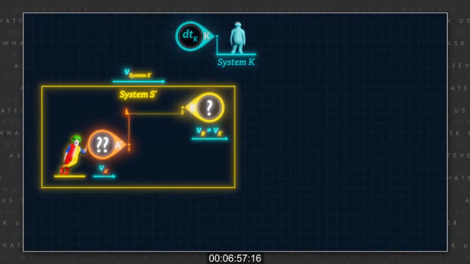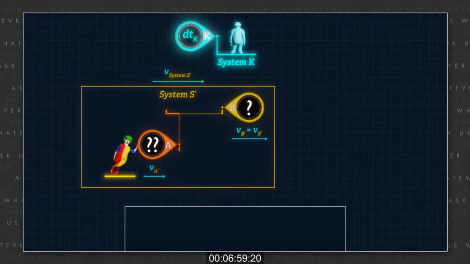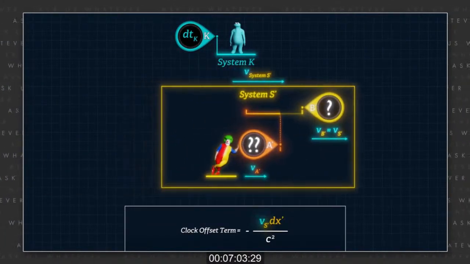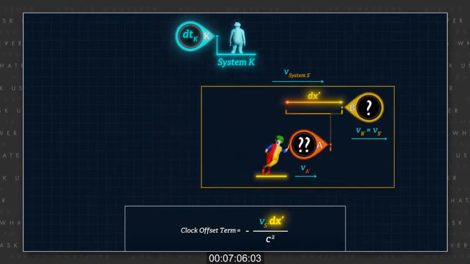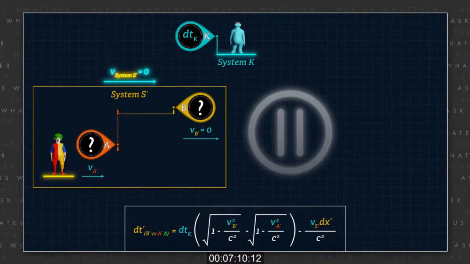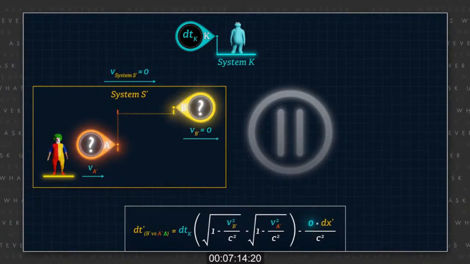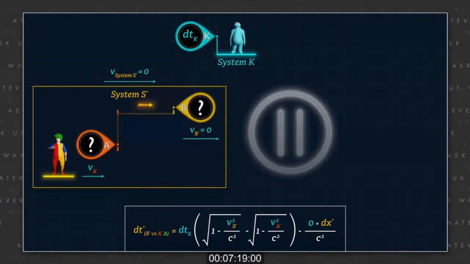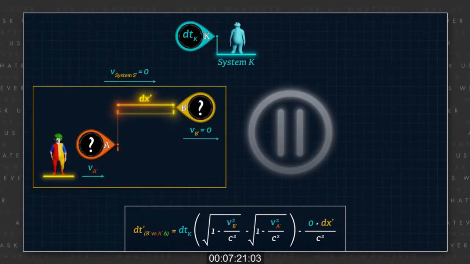When system S prime is moving with respect to system K, the clock offset term is equal to the speed of system S prime with respect to system K times dx prime over c squared. But when the speed of system S prime is 0, the V sub S prime term will be 0, and clocks A prime and B prime will report the same reading once synchronized, even though the two clocks are initially separated by distance dx prime.